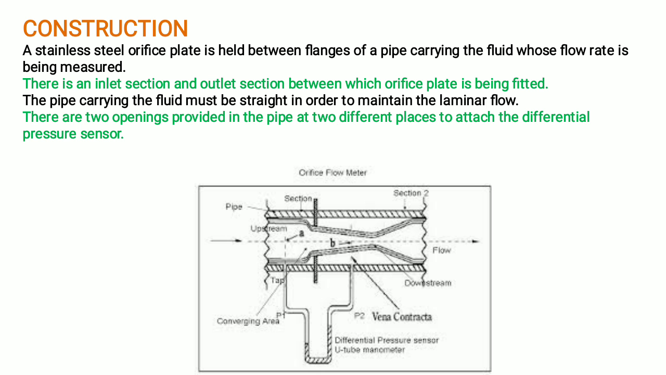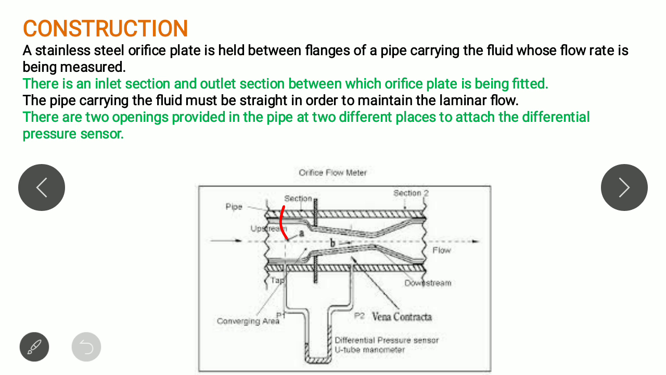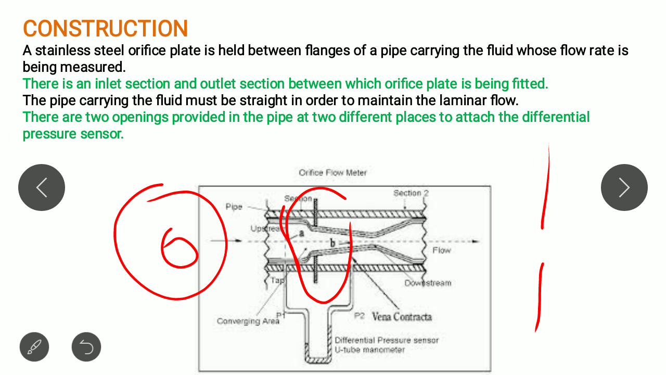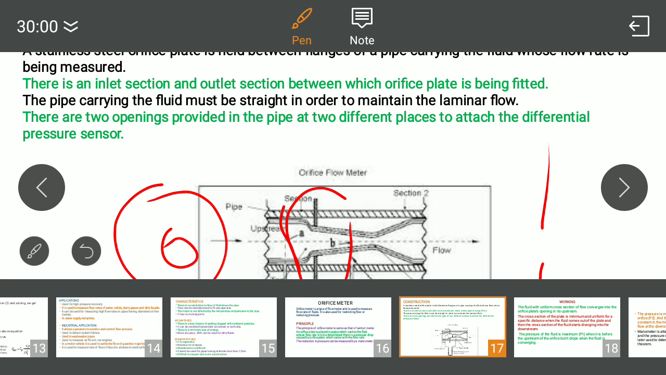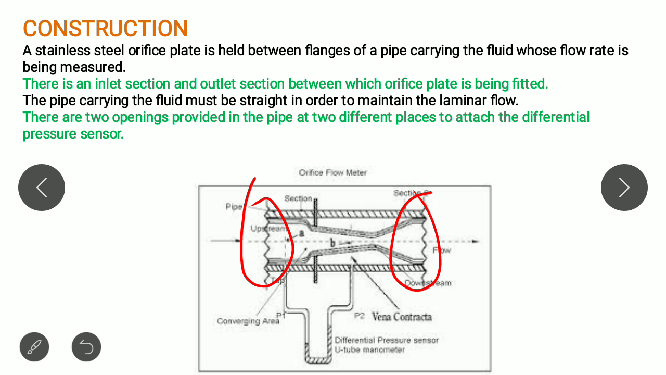So this is the construction. A stainless steel orifice plate is held between the flanges of the pipe carrying the fluid whose rate is being measured. So this is the orifice plate. It is shown like this. Otherwise it is a disc with a hole inside, right? So this is the disc. There is an inlet section and an outlet section between which the orifice plate is fixed. This is the inlet section, this is the outlet section. In between, the orifice plate is fixed.